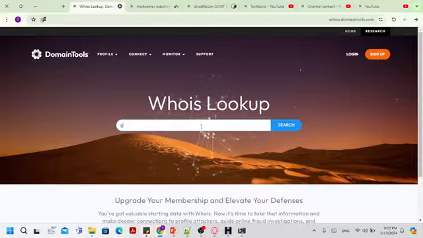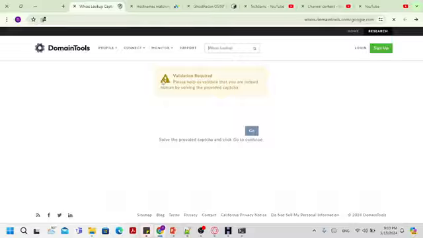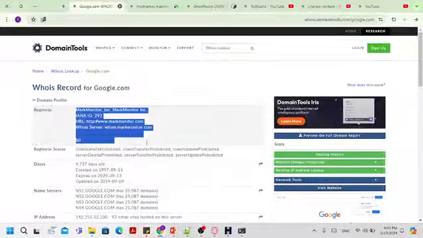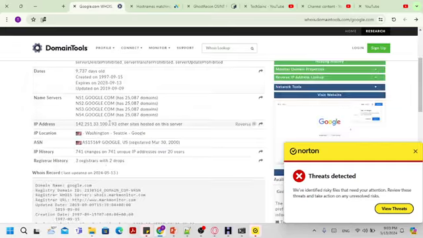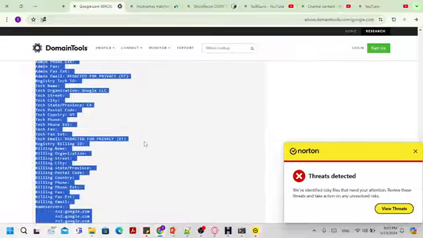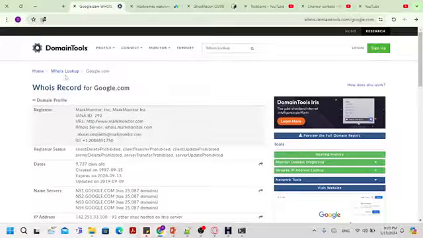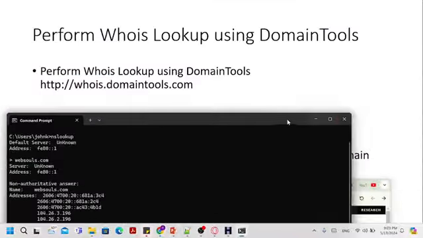Let us go to google.com. Let's validate. Go. Yeah, it has given you the host record, registrar details, name server details, the IP address, and many more information about Google. So this tool can be used to perform the NSLOOKUP.